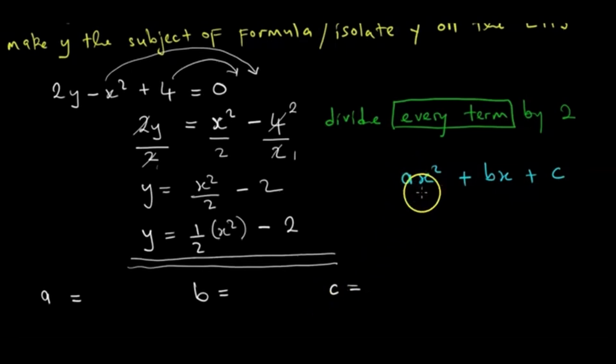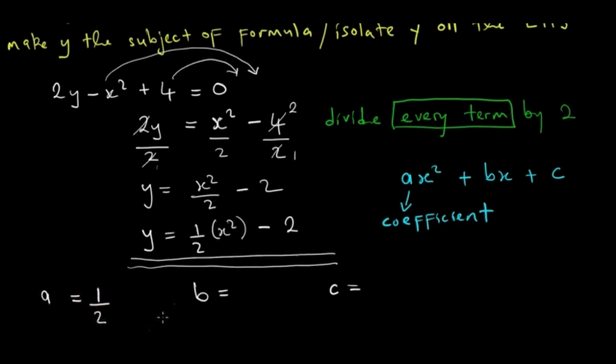So if we look at A, it should be the number multiplying the x squared. The number multiplying x squared. But this number, technically, it's called a coefficient. But it's just a number multiplying x squared. So we come back to this part of our quadratic equation. What number is multiplying x squared? The number in this case is 1/2.